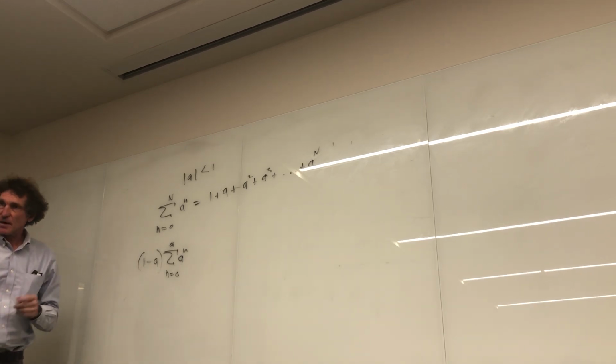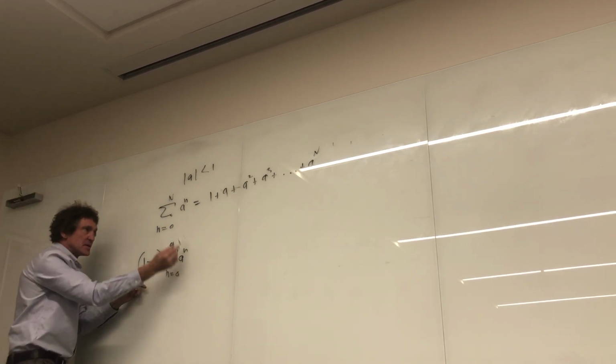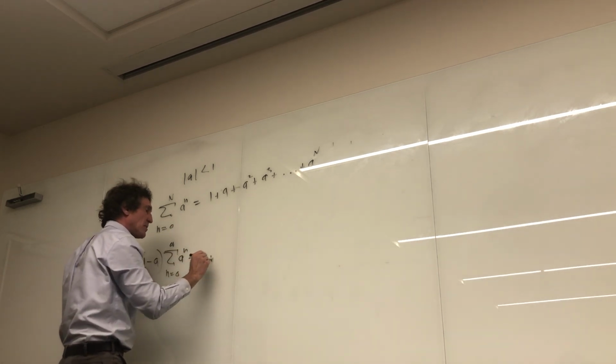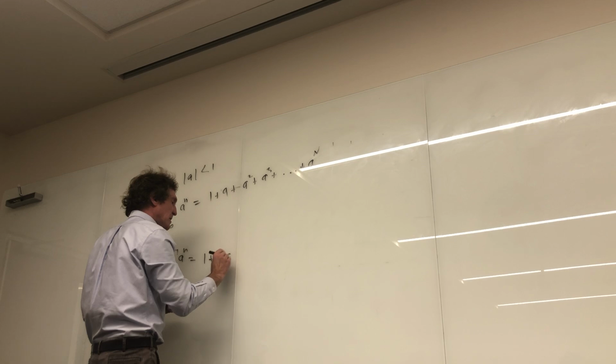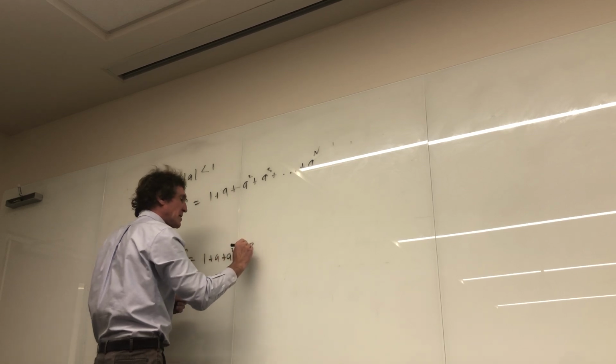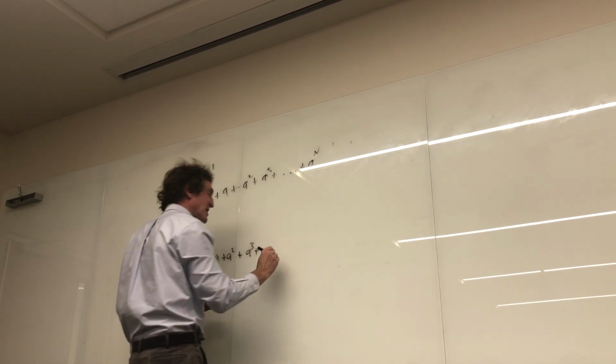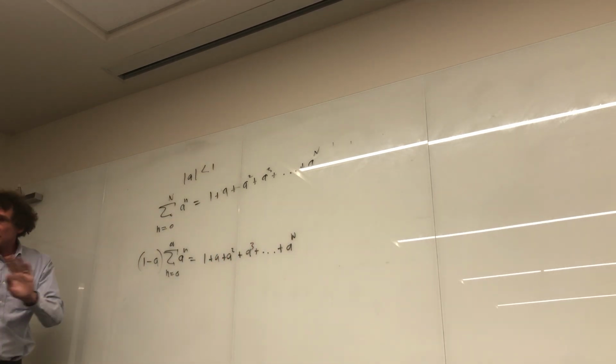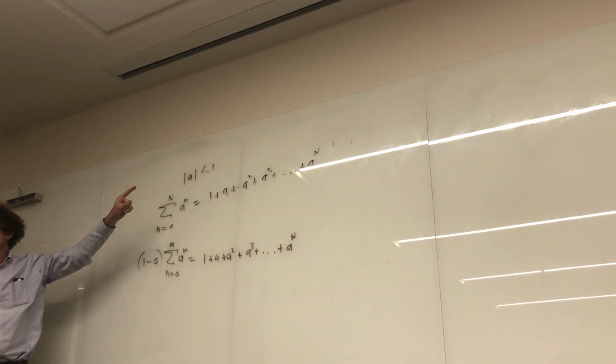Please just watch this. I'm going to say, well, I know 1 times this is that. So I repeat that. I have 1 plus a squared plus a cubed plus dot, dot, dot, plus a to the n. You all see that? 1 times that is just repeating the top part, right, guys?